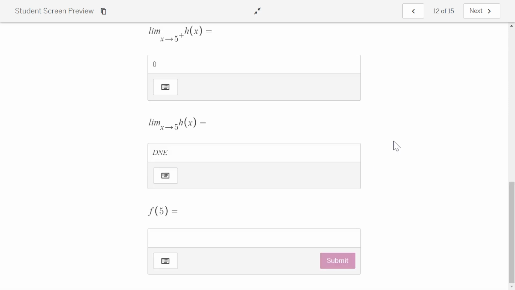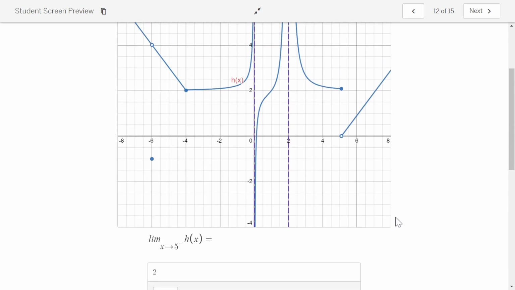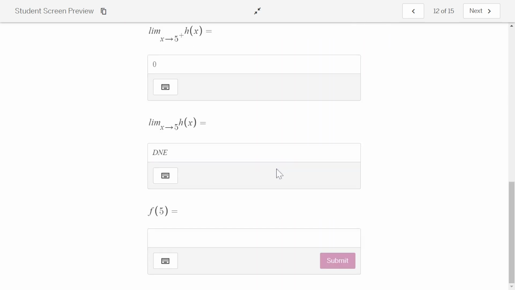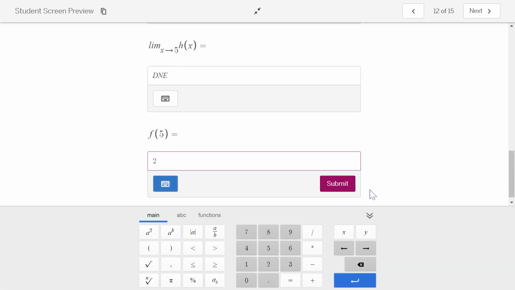And then f of 5 at that point. Where is the closed circle here? It's actually here again. Again, that's a little above 2, but you can just call it 2. If you call it 2.1, that's totally fine. You'll get full credit. But I'm going to call it 2.